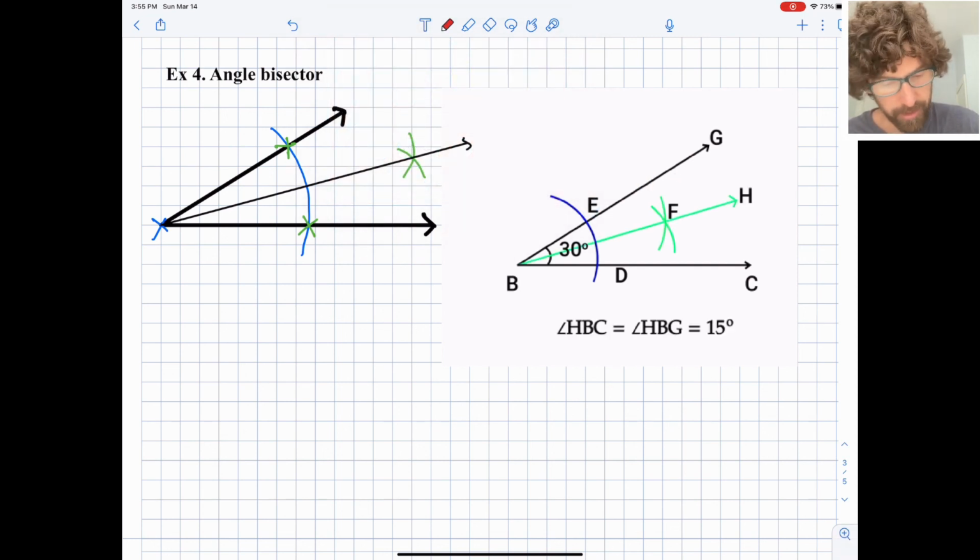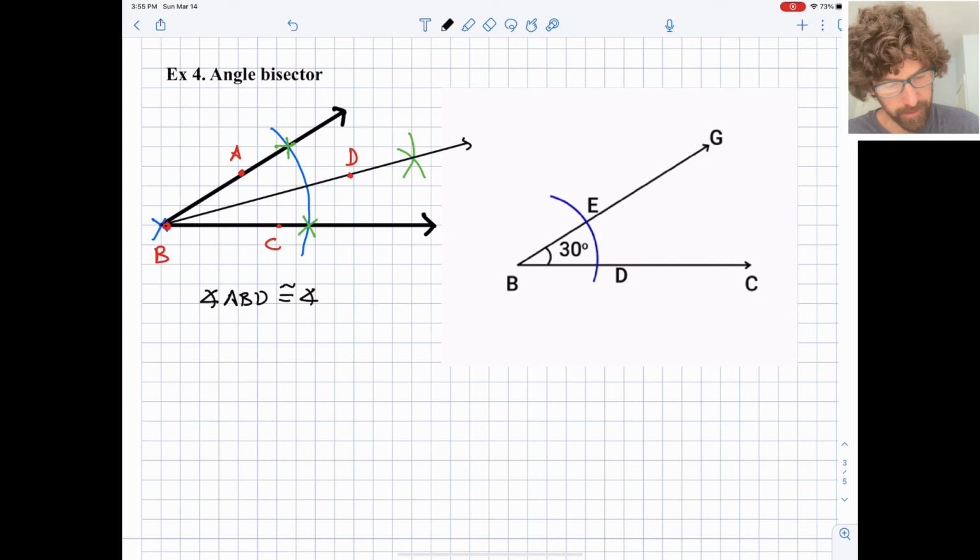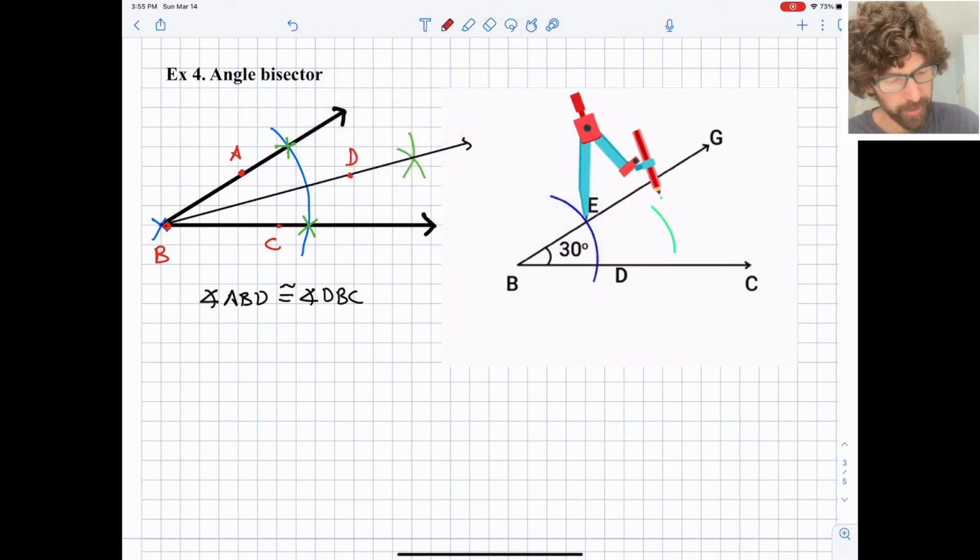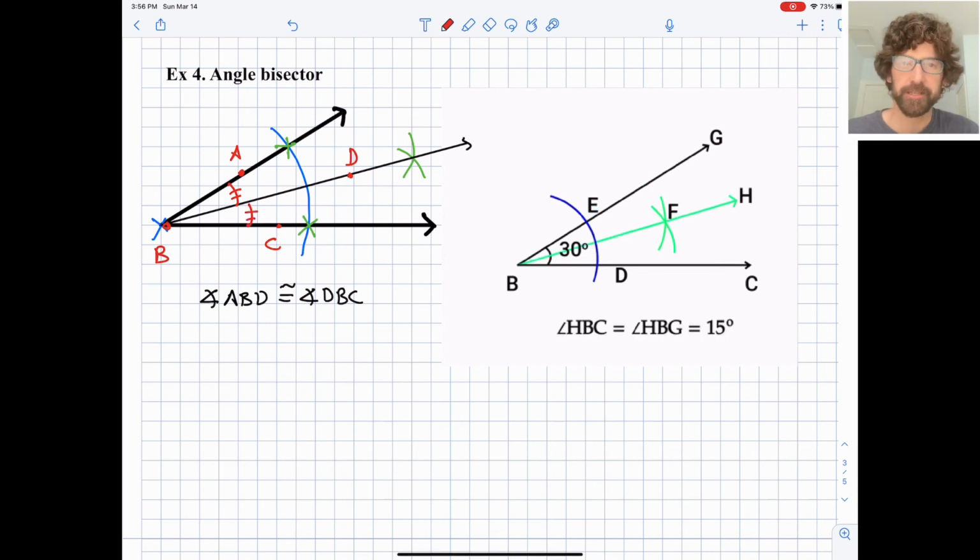So I'll use different letters than what was given in that animation. So we could say that angle ABD is congruent to angle DBC, and we could mark that with our tick marks as well. So we've constructed an angle bisector.